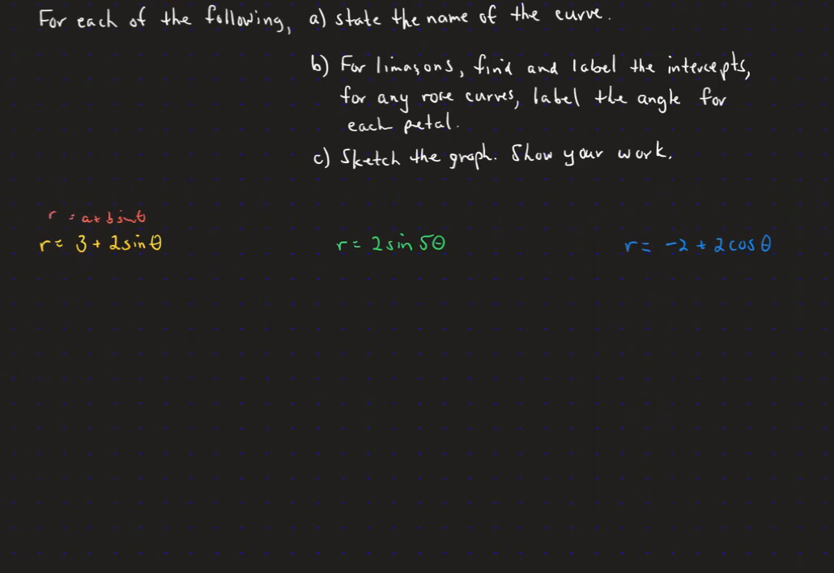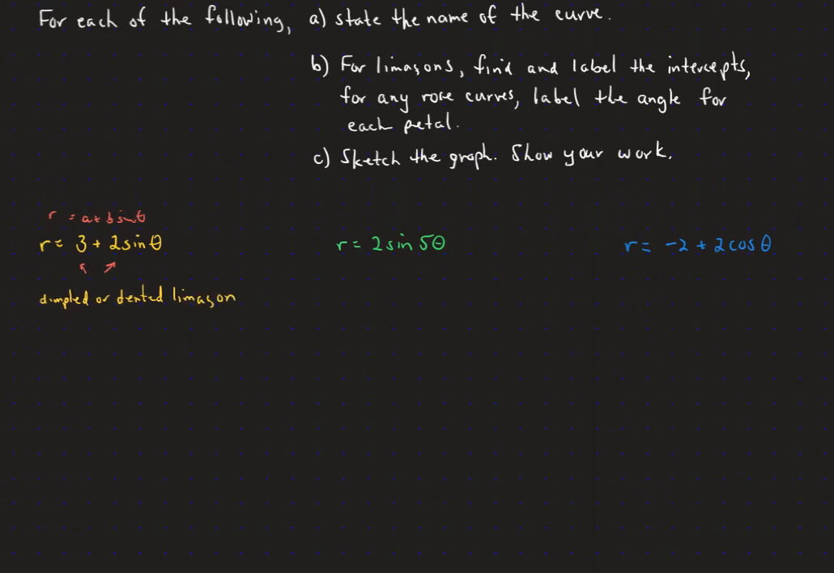So anything in the form a plus or minus b sine theta or cosine theta is going to be a limaçon. So since this number is bigger than that number, this is going to be, and you don't have to know the name first. Sometimes it's easier to graph it first, but it'll turn out to be a dimpled, or sometimes called a dented limaçon.